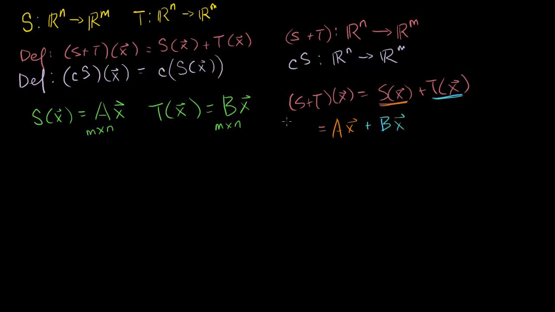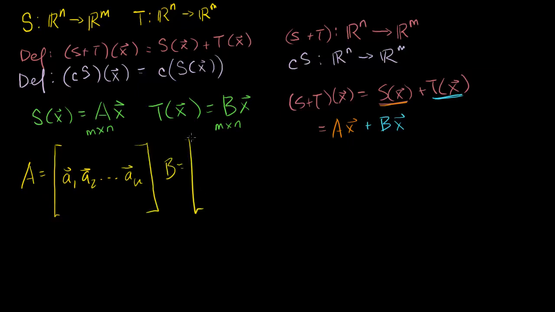Now, what are these things? Let me write our two matrices in a form that you're probably familiar with right now. Let's say the matrix A is just a bunch of column vectors, A1, A2, all the way to An. And similarly, the matrix B is B1, B2, all the way to Bn. These are each column vectors with m components, one for each of the rows. And there's n of these because there are n columns in each of these matrices.